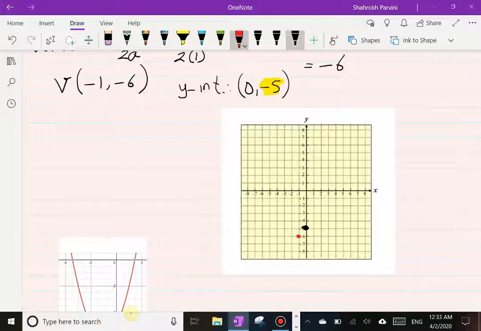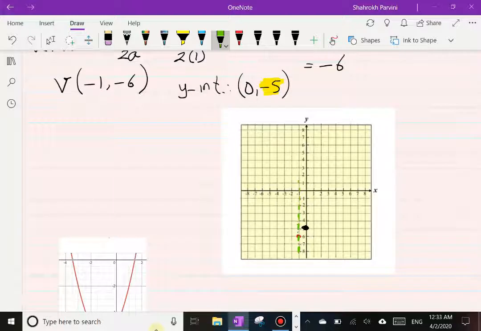So at this junction, I can actually draw the axis of symmetry, right? The axis of symmetry is going to be the line that runs through the vertex. So this is where the axis of symmetry is. Let me use green on that one.